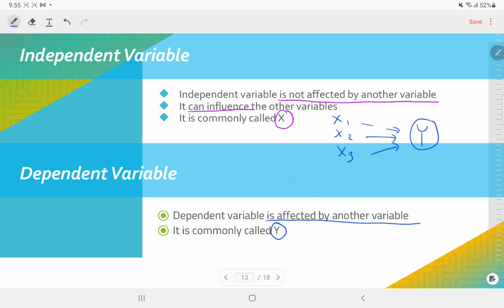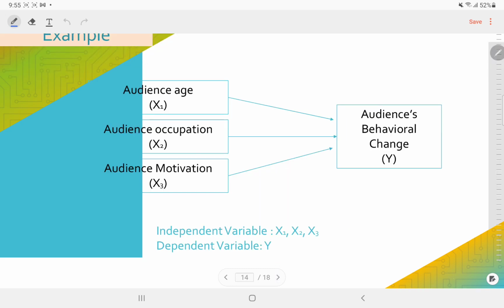Okay, and we will go on to the next slides, which are about the examples of independent variables and also dependent ones. The first factor, for example, is the audience age. The second one is the audience occupations. And the third one is the audience motivations. So you predict that those 3 variables give significant influence to the audience behavioral change.